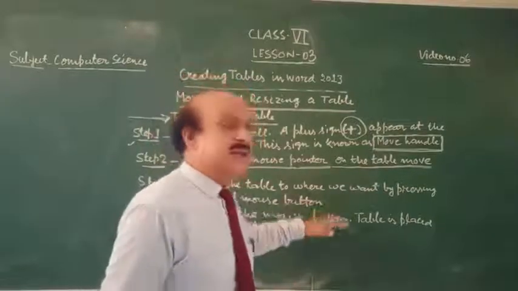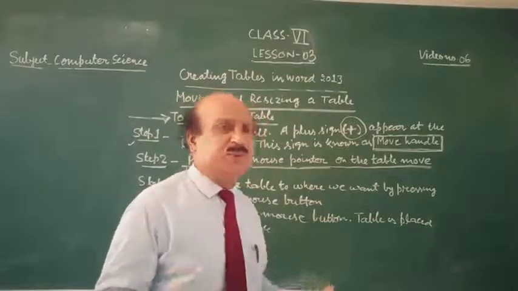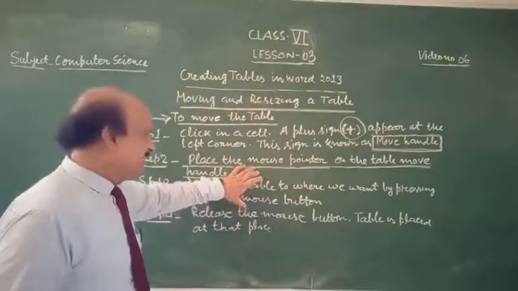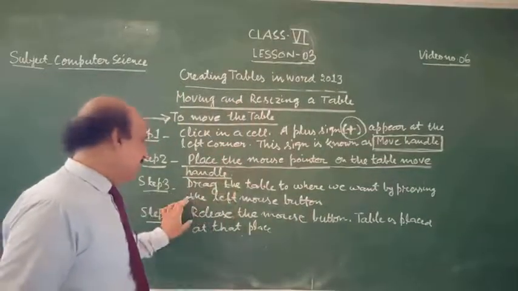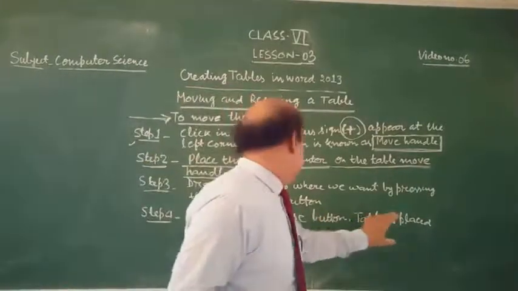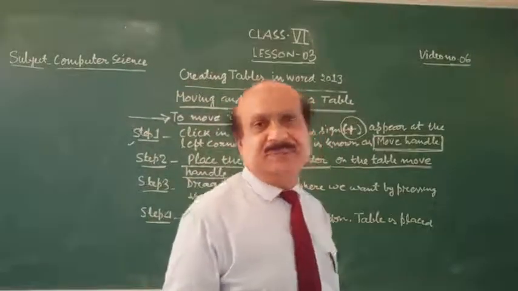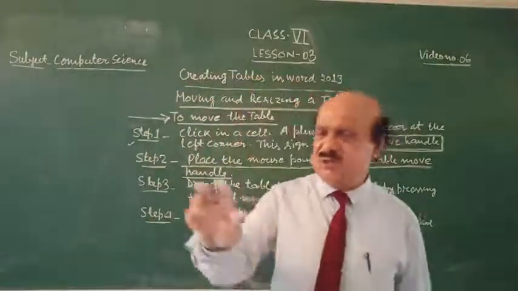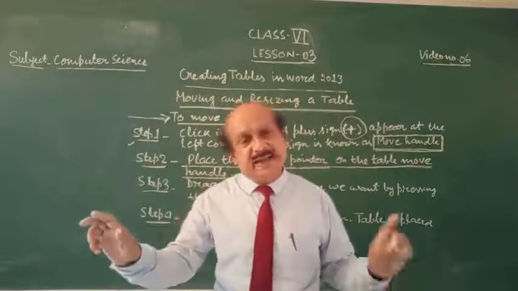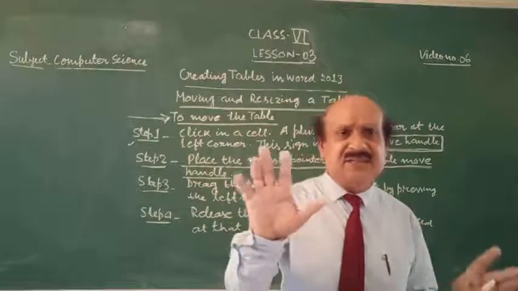So you will see your work which you have decided to perform, that's completed here. Now whenever you have selected all the things, you will come here to step 4. Release the mouse button, and the table is placed at that place. So you have kept the finger on the mouse and started to drag it, and at the place where you want to keep this table, you will release the mouse.